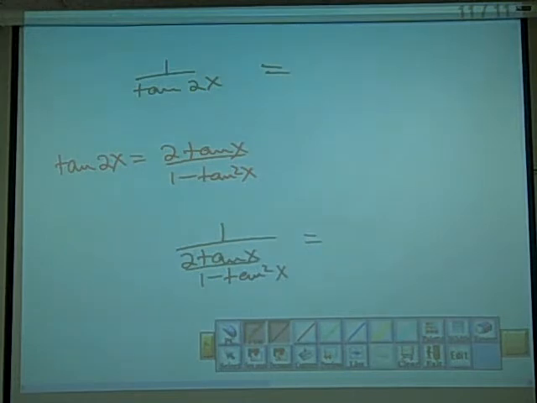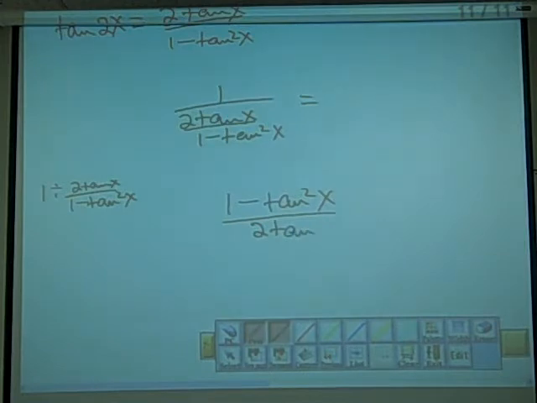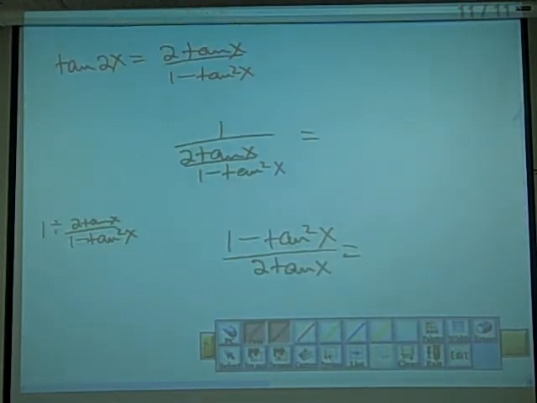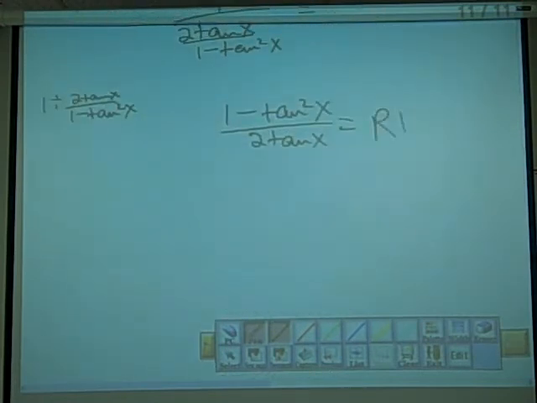So now all we have to do is apply the reciprocal to that. In other words, 1 divided by 2 tangent x over 1 minus tangent squared x. Flip and multiply, right? And we get 1 times 1 minus tangent squared x over 2 tangent x, and that is our right hand side. And we're done with that.